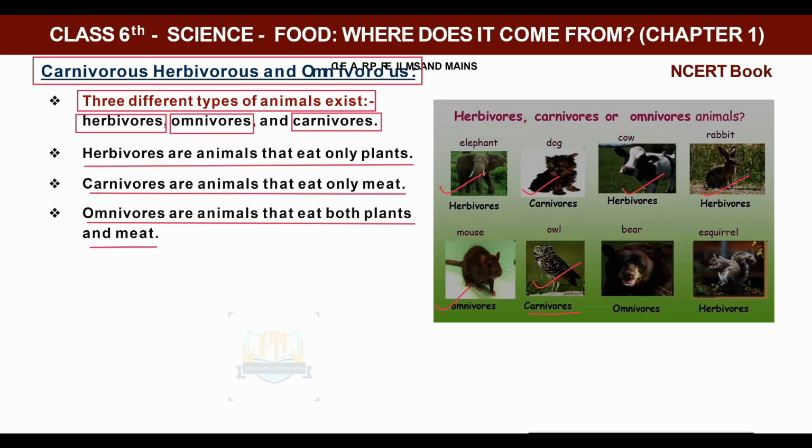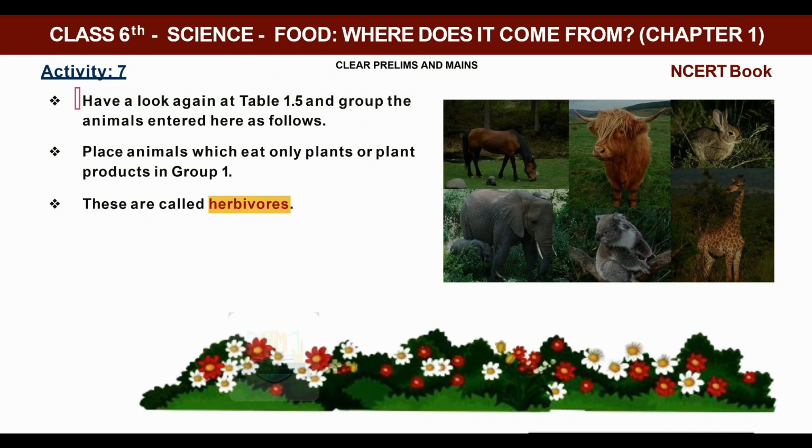And carnivores, like the owl, eat flesh. And here, if you are talking about the bear, it eats honey, other foods, and animals also, plants and meat, so it is an omnivore. And the squirrel is what? Herbivore. Now let us see in your book, have a look again at table 1.5 and group the animals entered here as follows.